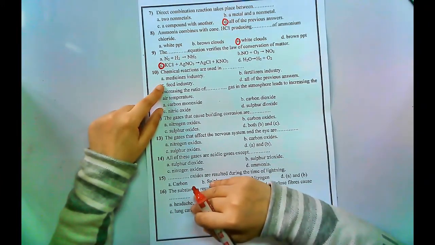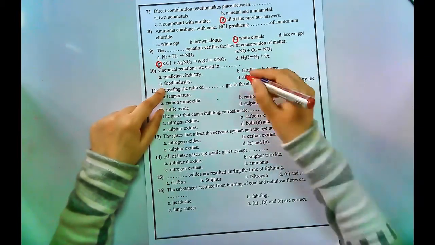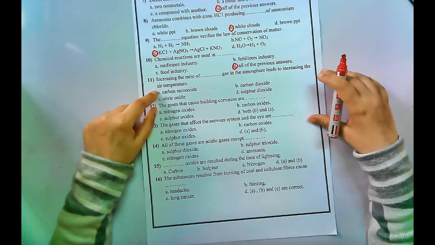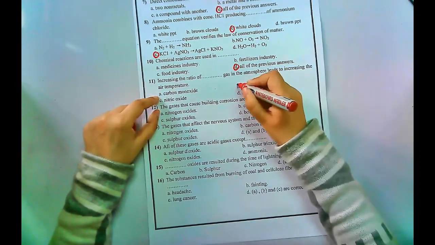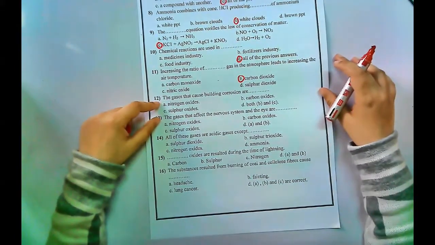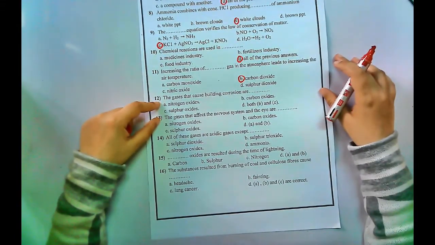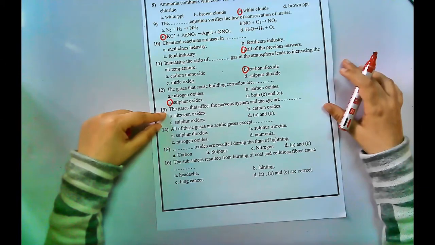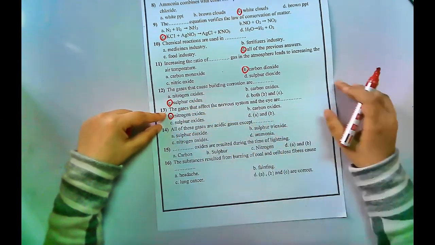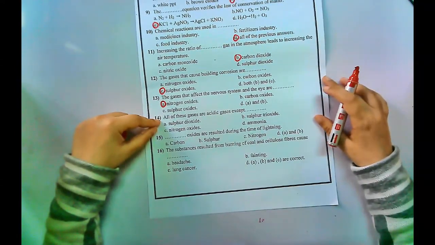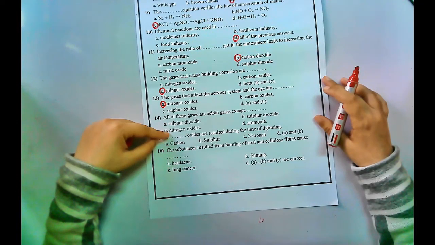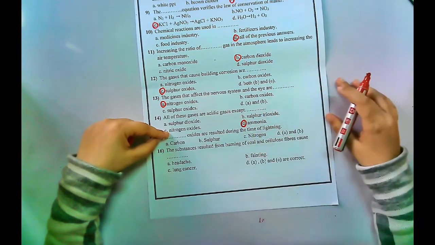Chemical reactions are used in the medicines industry, yes. Fertilizers industry, yes. Food industry, yes. So all the previous are right. Increasing the ratio of which gas in the atmosphere increases the air temperature? Carbon dioxide. The gases that cause building corrosion are sulfur oxides. The gases that affect the nervous system and the eye are nitrogen oxides. Sulfur oxides are acidic gases, and nitrogen oxides are also acidic gases. So ammonia is not one of the acidic gases.